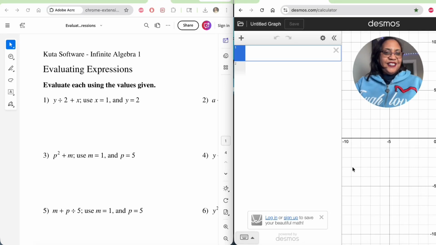So I just wanted to show you some more things that you can do using the Desmos Graphing Calculator. Even though it's a graphing calculator, you can use it for evaluating expressions.